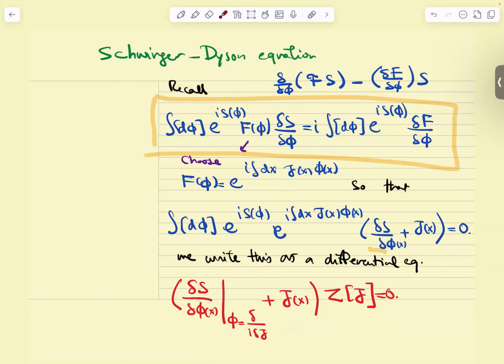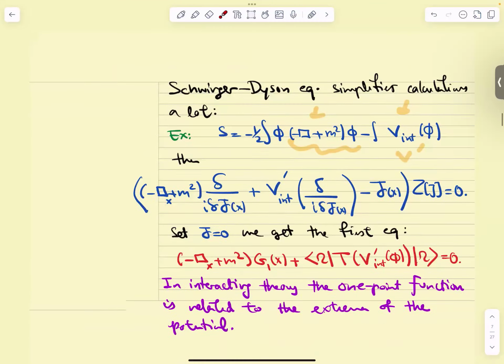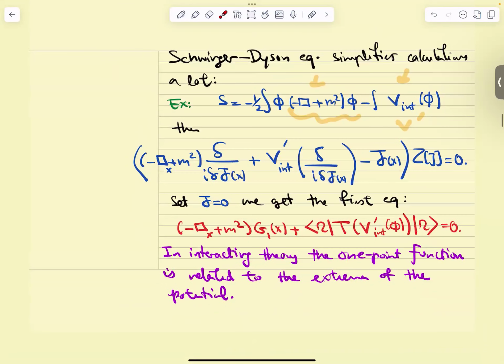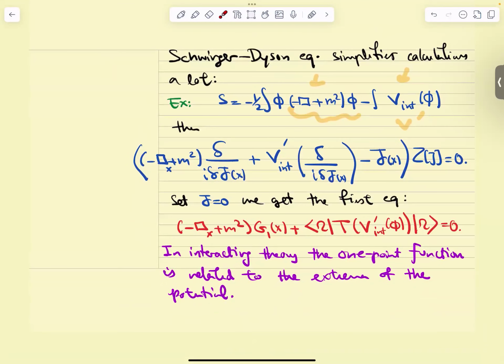Good. This never uses free theory. This is true for any interacting theory, fully non-perturbatively. Are there any questions? Because we're going to be using this a lot. Schrödinger-Dyson simplifies calculations a lot.